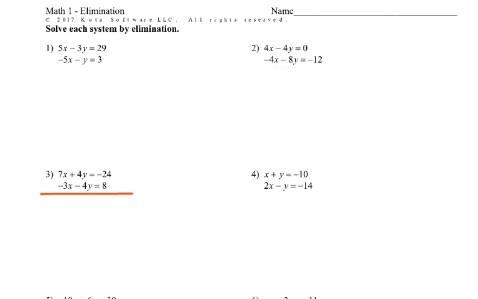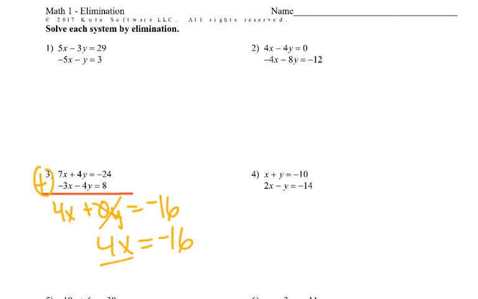So, looking at 3. 7 and a negative 3x for x's. 4 and a negative 4y for y's. Doesn't matter if we try to get x or y by itself, but it looks like we can eliminate the y's by doing addition. So 7 plus a negative 3 is a positive 4x. 4 plus a negative 4 is a 0y. Negative 24 plus 8, negative 16. Now, if you do this part and this isn't 0, you did something wrong. Most likely, you subtracted when you should have added. So we get 4x equals negative 16. Divide by 4, and x equals negative 4.